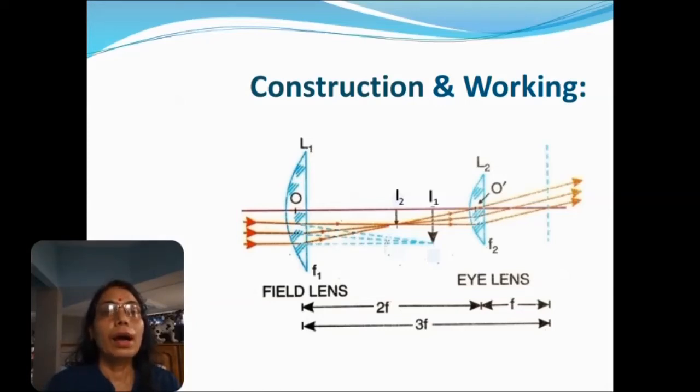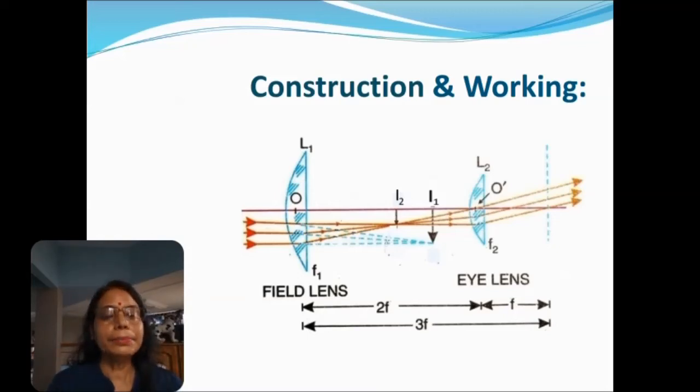Now, how does the Huygens eyepiece work? When the eyepiece is adjusted for normal vision, the final image formed by it is at infinity. For this, the image formed by the field lens should lie in the first focal plane of the eye lens, that is at a distance f to the left of the eye lens and at a distance f to the right of the eye lens.